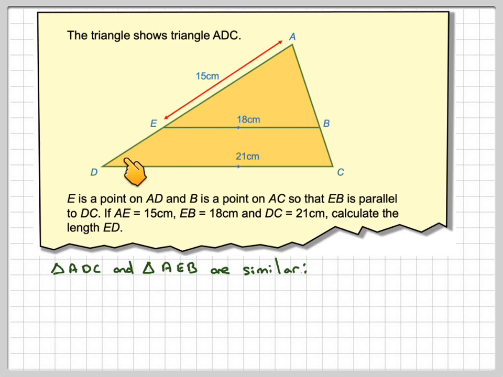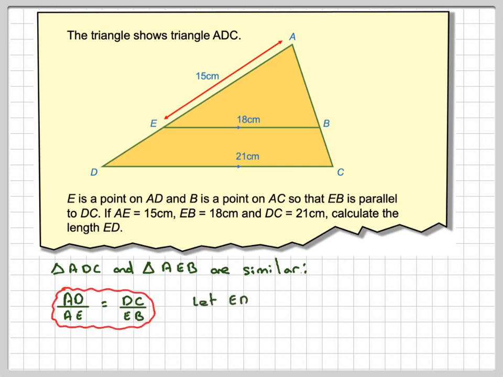Basically, that angle is equal to that angle is equal to that angle, and this is the same angle in both triangles. So therefore, this large triangle here is an enlargement of this triangle here. If that is true, then we could say that AD over AE is going to be equal to DC over EB. Just pause the video there and check that again.